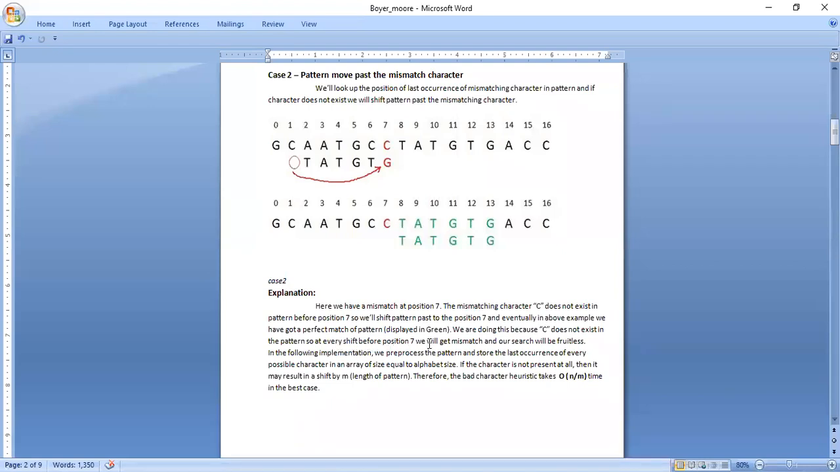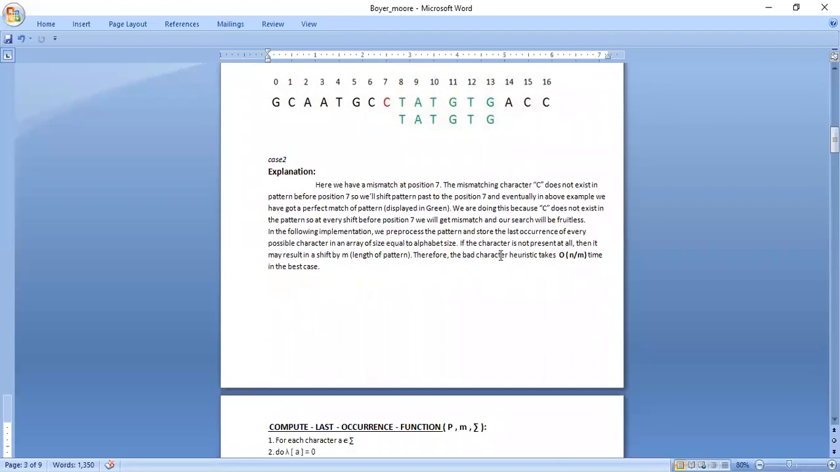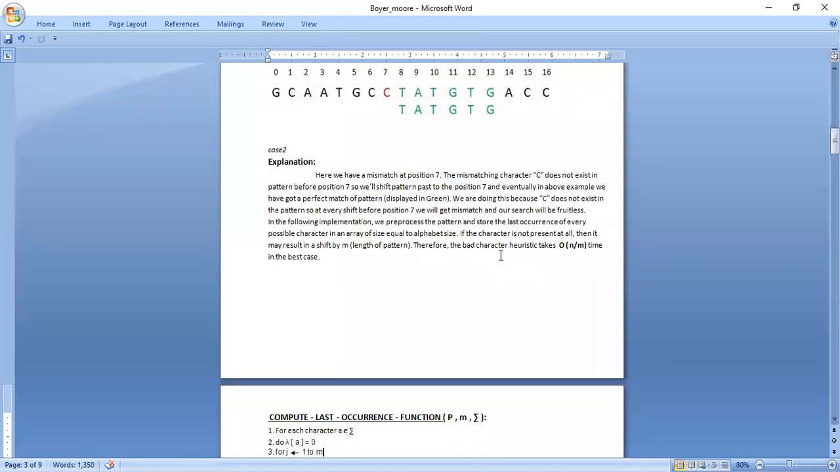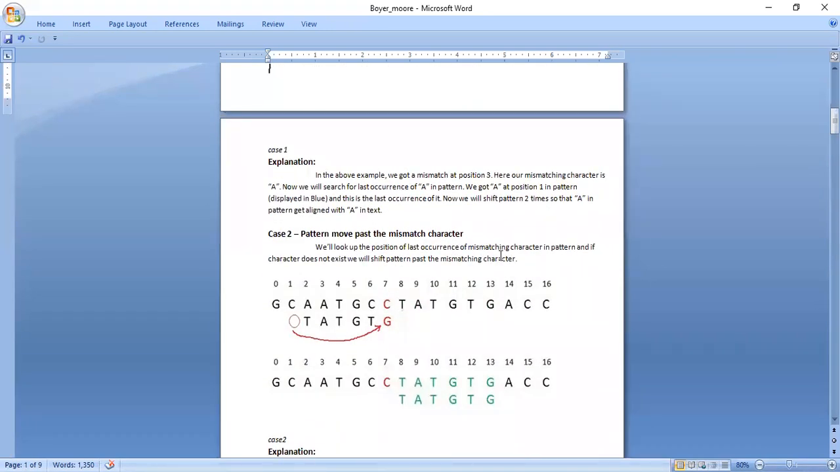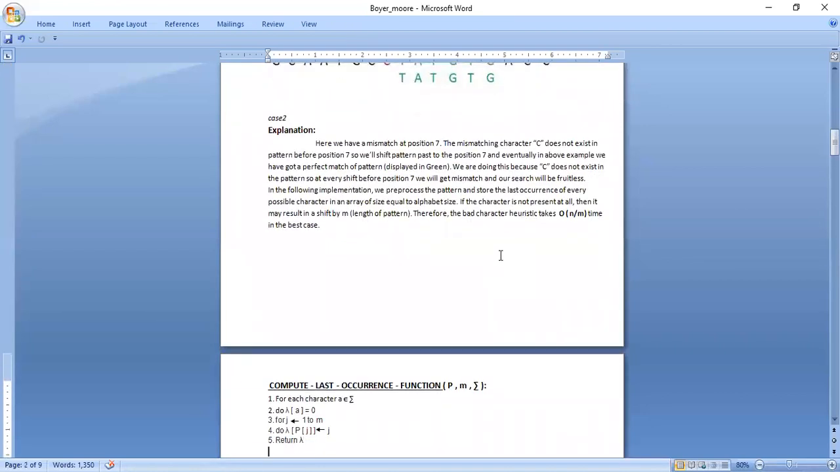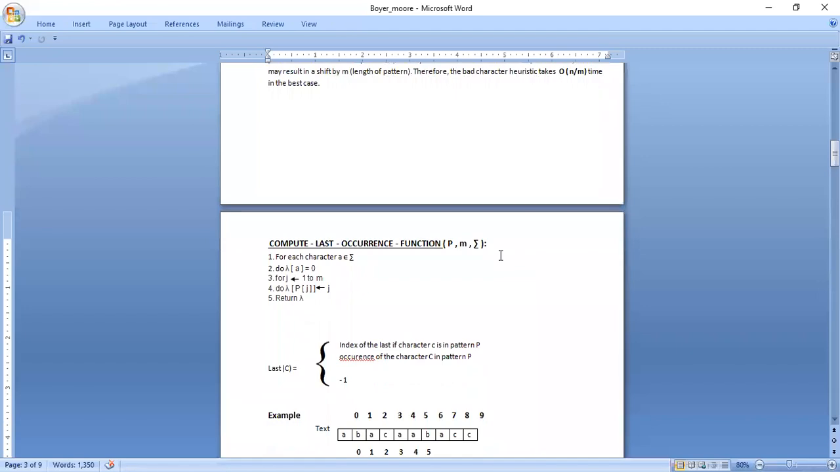Before position 7, there was no possibility of matching. So what we did is shift the whole pattern past the mismatched character. Now we got our pattern matched with the string in the given text. This is the main advantage of the Boyer-Moore algorithm. By using the bad character rule, it performs pattern matching by avoiding shifts. So we'll see an algorithm for this.